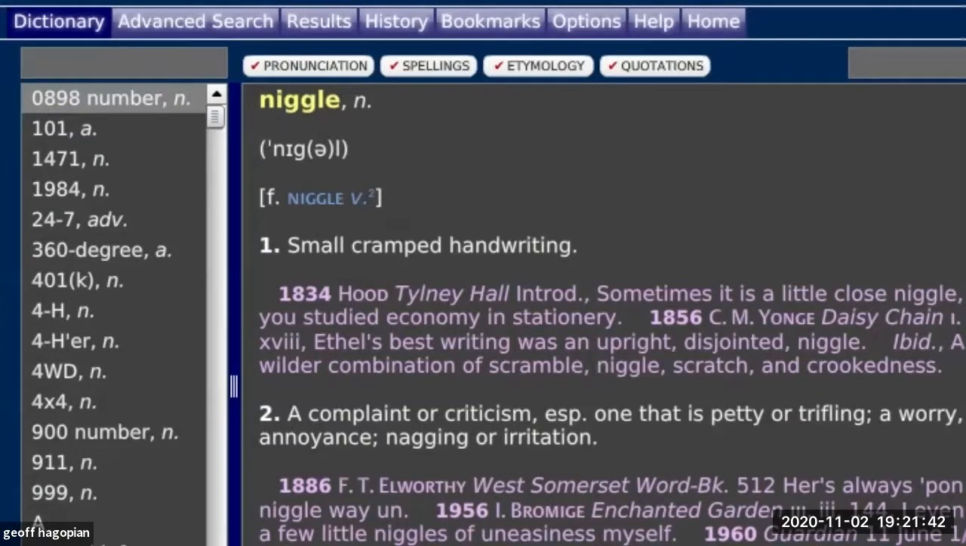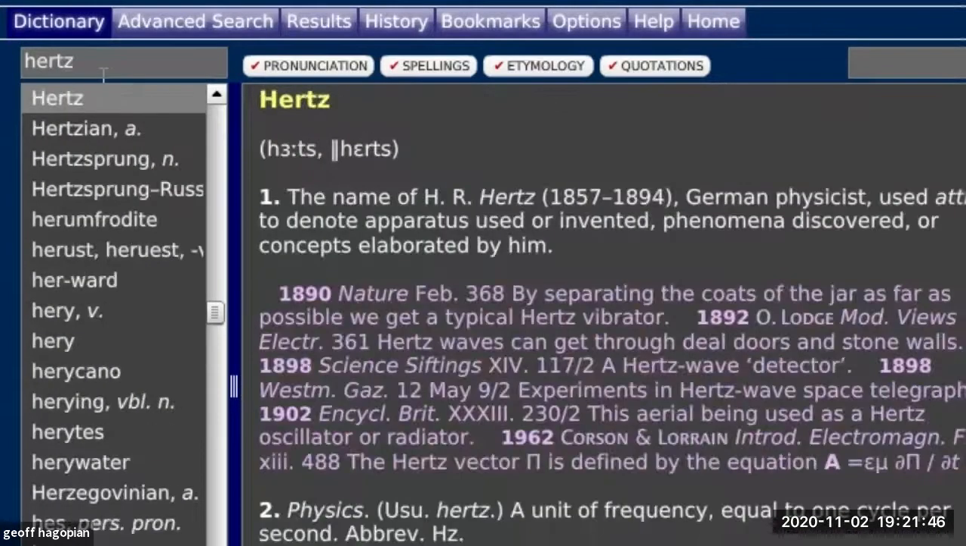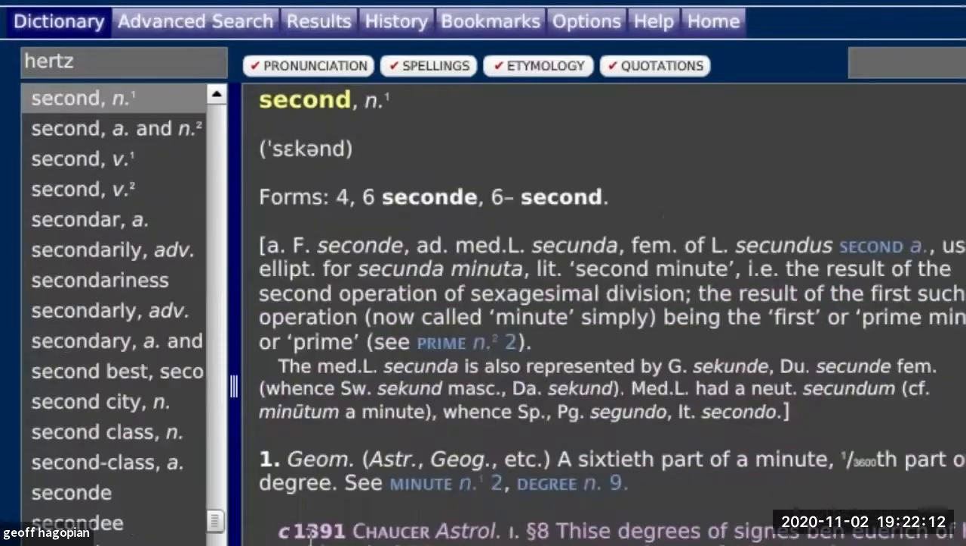I'm going to enter in here Hertz. The name H.R. Hertz, German physicist, used to denote apparatus used or invented, phenomenon discovered, or concepts elaborated by him. But then below that, the second definition, a unit of frequency, right? Equal to 1 cycle, 1 oscillation per second, right? So that is a very specific unit of time.